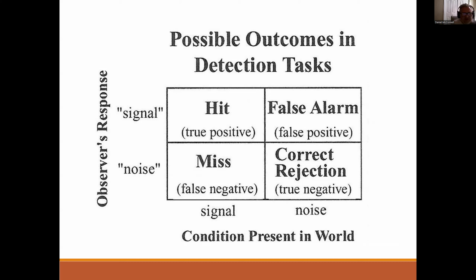So when the signal is present and the subject says signal, that's a hit, also referred to here as a true positive. When the noise is present and the subject says noise, that's the correct rejection in the bottom right. That's a true negative. But as we saw, we can have false alarms. So the subject says signal, despite the fact that it's just noise. And we can have errors called misses. And that's when the subject says noise, but the signal is really present.